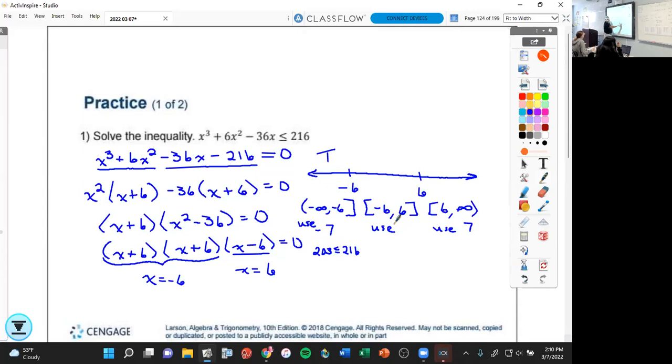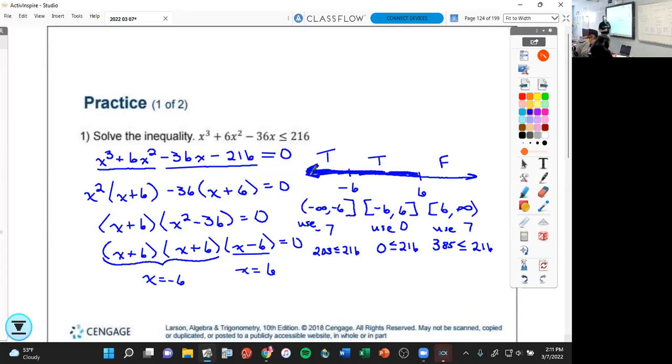I need a number between negative 6 and 6. 0 would be the best choice. 0 plus 0 minus 0 is 0. 0 is less than or equal to 216. That is true. Plug in 7. I got 385. How do you feel about that? That's false. Okay. So I would shade the true section.